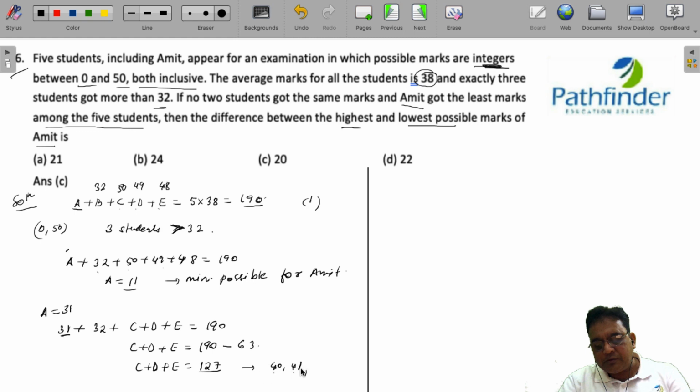2 people have got 40 and 41 marks, and the 3rd person has 46. This is one of the possibilities for C, D, E. But one thing is certain, that C, D, E, all of them definitely get more than 32. So we do not violate any condition. There are 3 students getting more than 32, and Amit has the least score of all the 5, that is 31. So this happens to be the maximum score for Amit, and 11 happens to be the minimum score for Amit. So the difference between his maximum and minimum score should be 20. That is the answer.